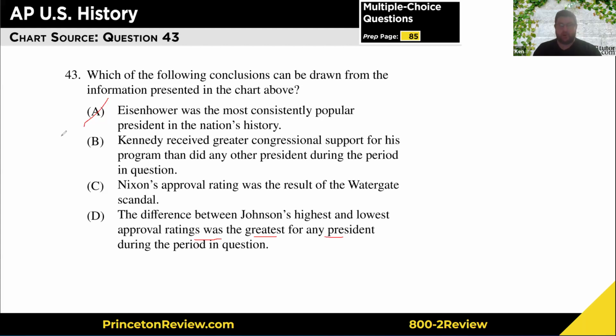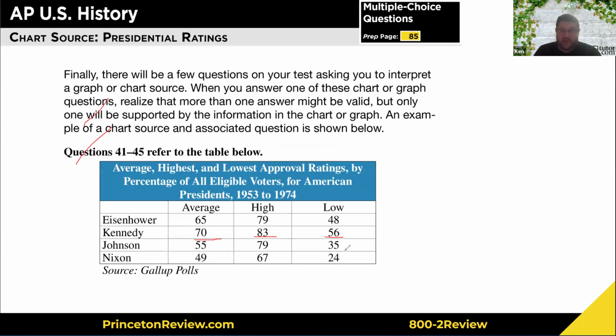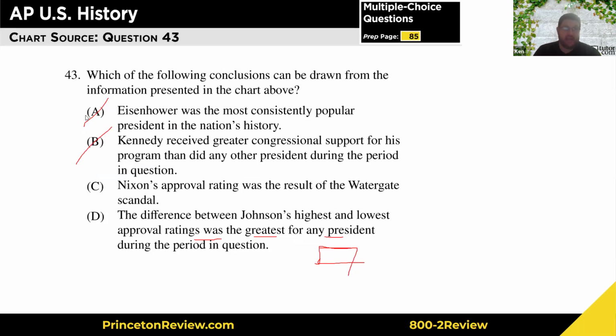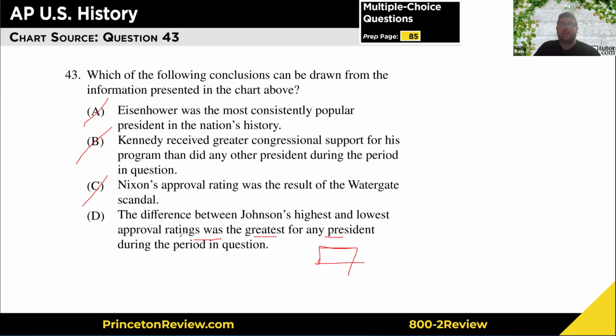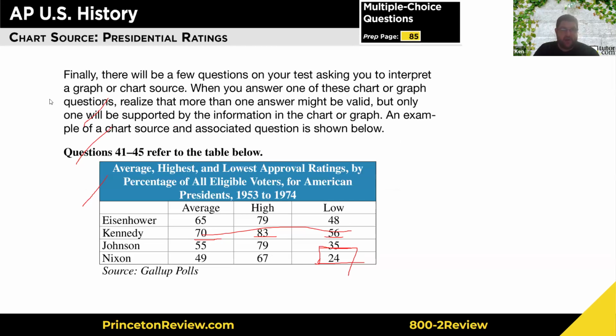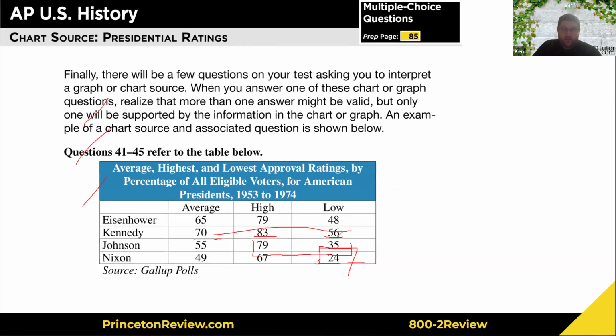Kennedy received greater congressional support for his program. I have no idea because whether that's true or not, it's not in my chart. Nixon's approval rating was the result of the Watergate scandal. You know, Nixon's approval rating does get pretty low there, 24. But I have no idea from the chart that that's because of Watergate, even though, yeah, it was because of Watergate. So D, the difference between Johnson's highest and lowest was the greatest for any president. And if I go back one more time, right? Sure. The difference between Johnson's highest and lowest was actually greatest. It was 44 right here, which is greater than anyone else's gap, even Nixon's.